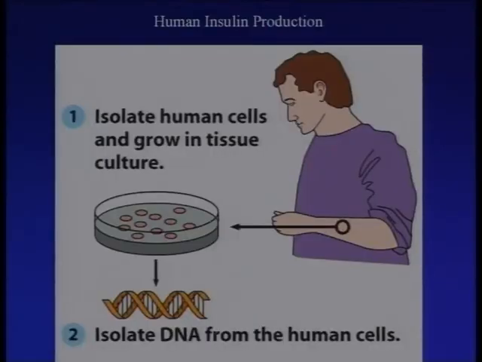First, isolate the human cells and grow them in tissue culture. That means, in mass culture in the tissue culture lab, then isolate the DNA from the human cells. From this, the gene for insulin is present. Genes, as all of you know, are small fragments of DNA which carry information from one generation to the next. So, when we isolate the DNA from these cells, that includes the gene which produces insulin.